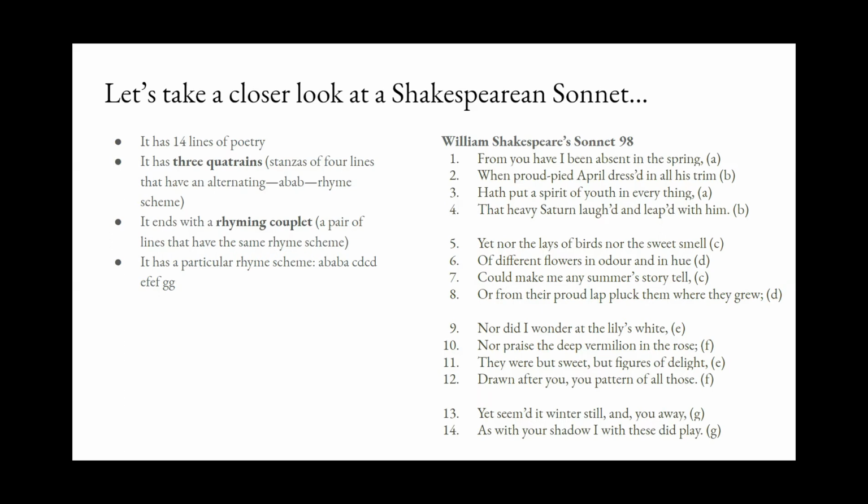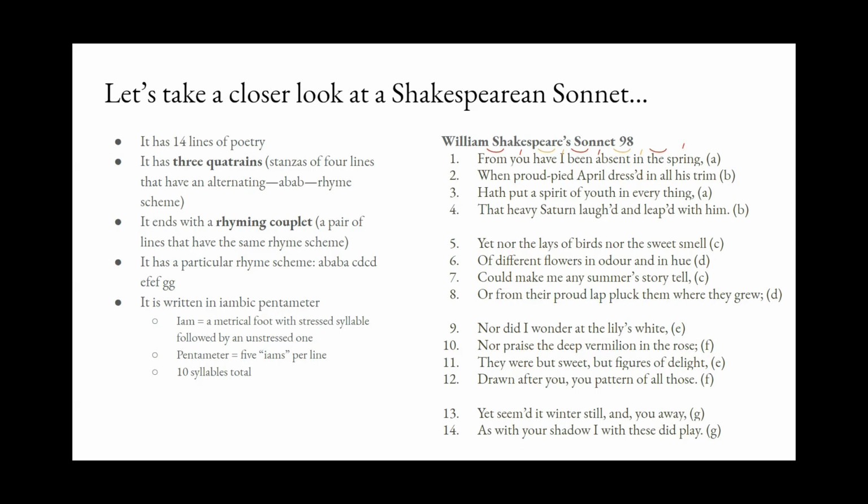Third, it has an overall particular rhyme scheme. So that is AB, AB. Don't mind the extra A there. We'll get rid of that. It's not there. And then CD, CD, EF, EF, GG. If you notice over here, I also labeled the rhyme scheme. So each quatrain alternates the rhyme, and then the final 2 lines, the rhyming couplet, rhyme together, so they're no longer alternating.